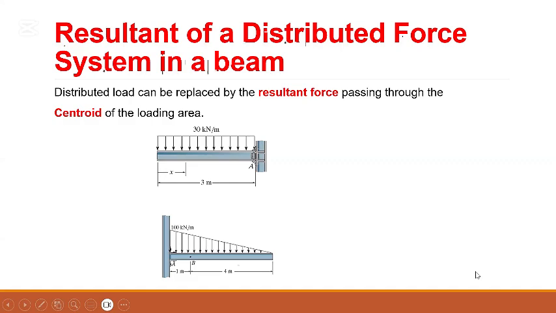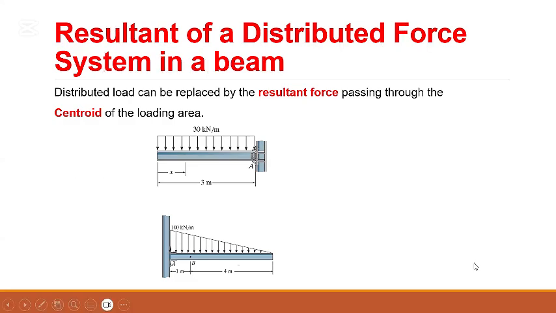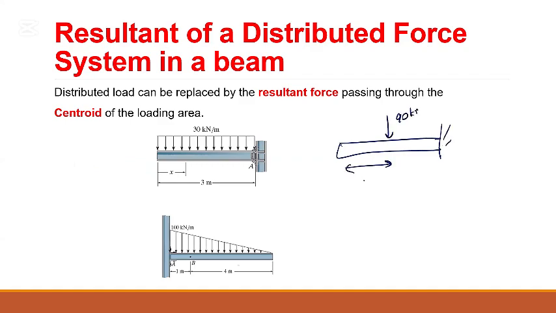So the first one is easy. 30 times 3, 90 kilonewtons, isn't it? Acting at 1.5 meters away. So you can say this one is 90 kilonewtons acting at 1.5 meters away.